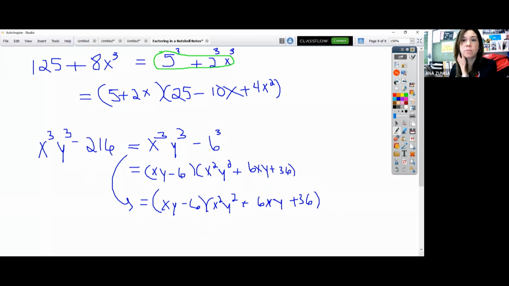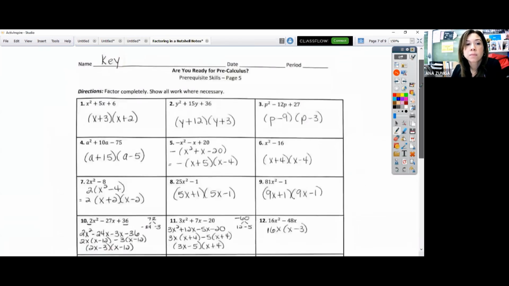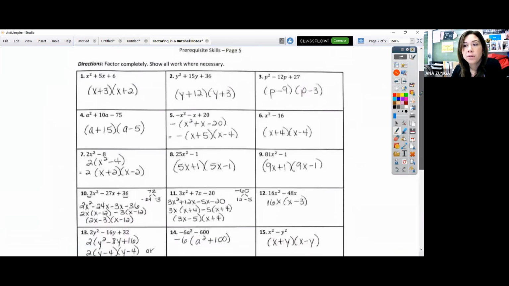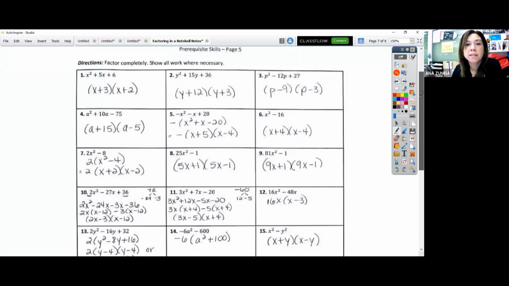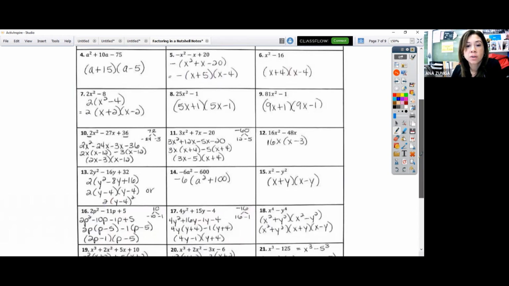So for your homework, I'm going to share some of the homework answers so that you can see them. X plus 3 times x plus 2, y plus 12, y plus 3, p minus 9 times p minus 3. In number 5, notice there was a negative in the front. Just take it out first, and then you can deal with it. So I'm going to show you the answer so that you can check your work. I love number 18 because you have to recognize there's a difference of 2 squares. You can't keep going here, but you can't keep going in the back because it's a difference of 2 squares.